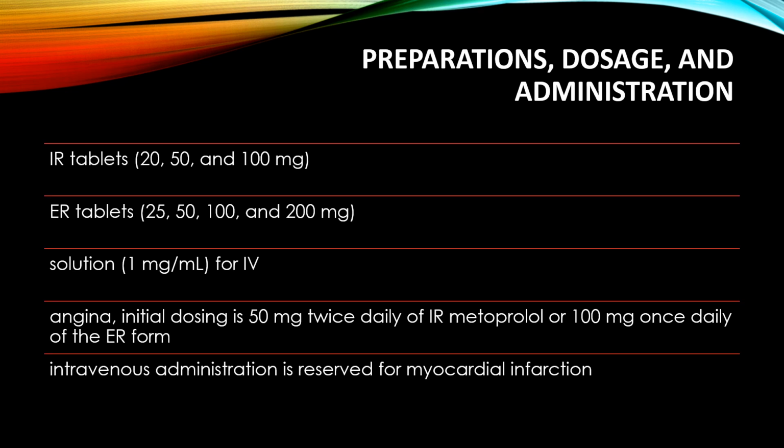Now, metoprolol is available in IR tablets as 20, 50, and 100 milligram tablets. IR means immediate release tablets. ER tablets, also known as extended release tablets, are available as 25, 50, 100, and 200 milligram. They can also be available as a solution at 1 milligram per ml for IV. Initial dosing is 50 milligram twice daily or 100 milligram once daily. And as stated earlier, intravenous administration is reserved for myocardial infarction.